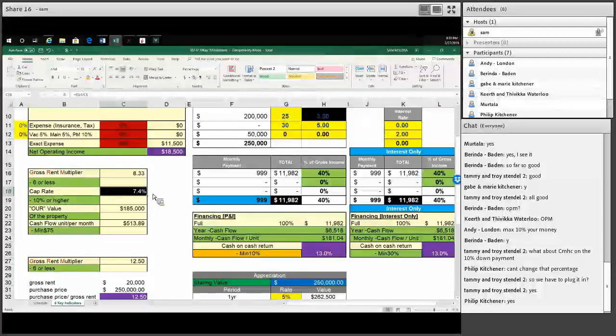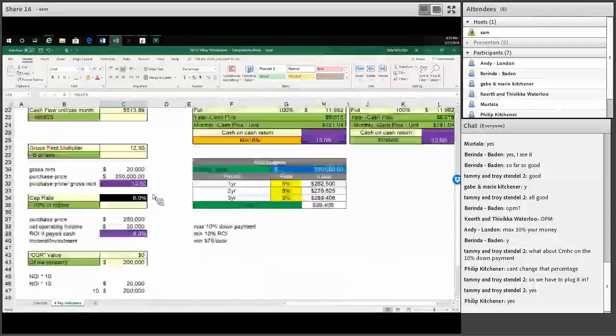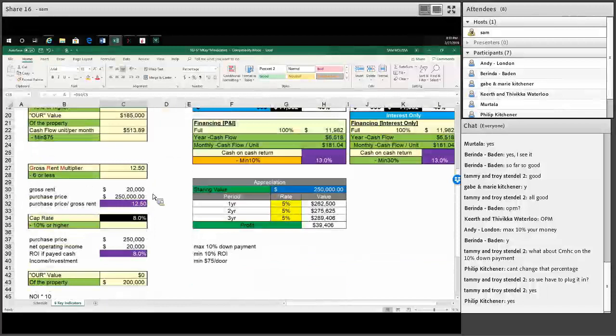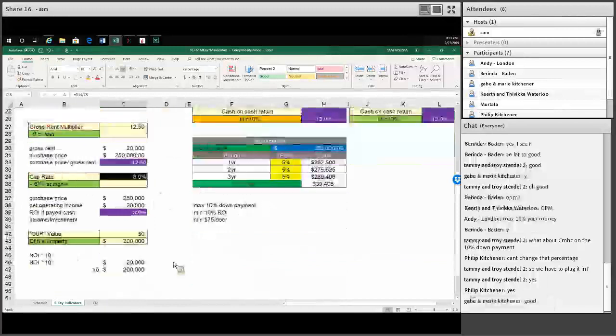So cap rate is just telling me, if I paid cash, what would be the return on my investment? If I paid cash, it's saying that after I paid all my bills, the 11.5, I'd make a 7.4% return, okay? Everybody good with that one? Any questions? We're good? Okay, good.